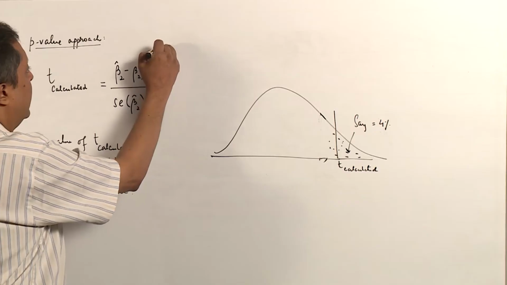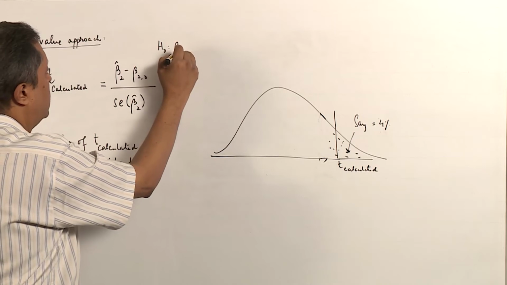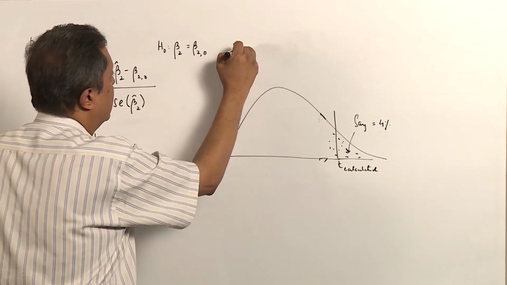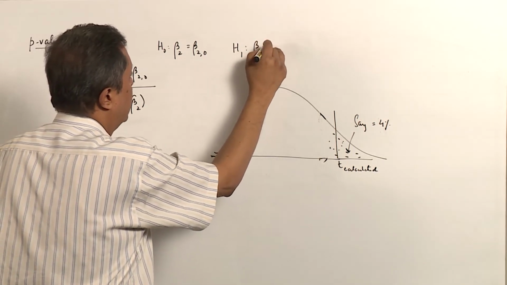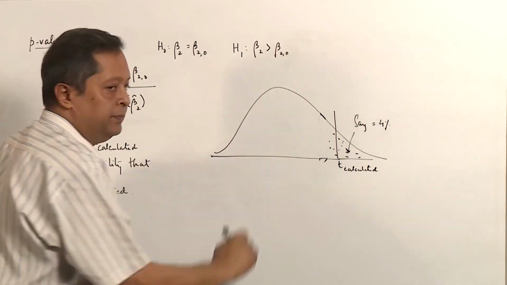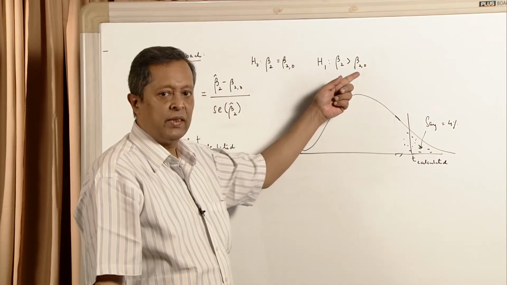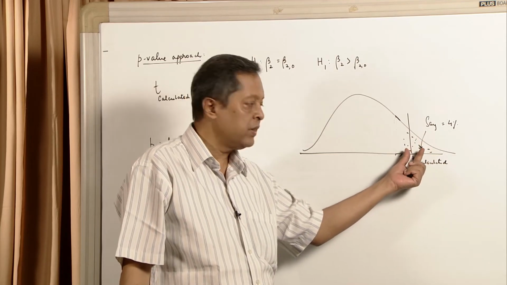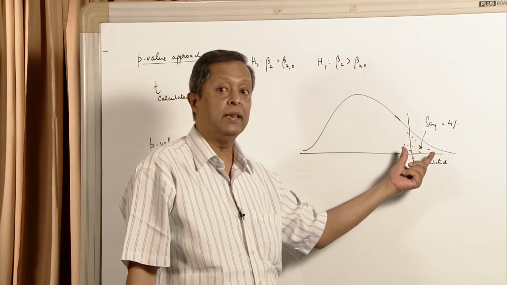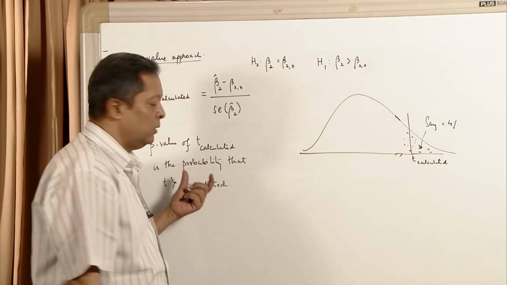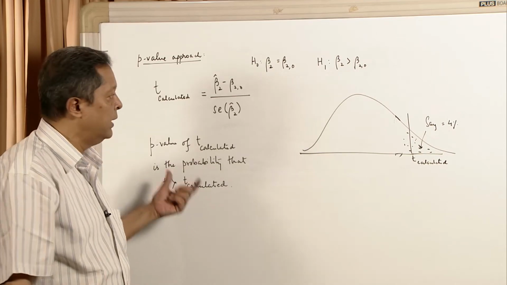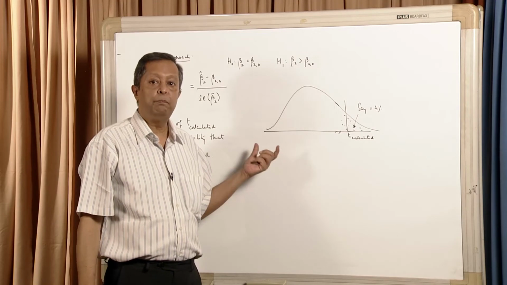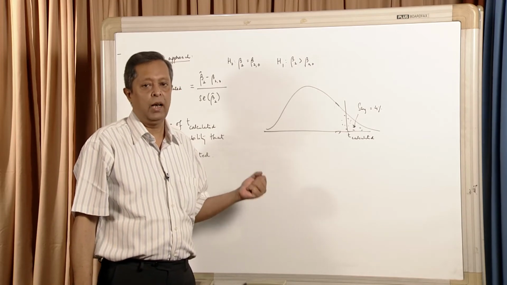What was H naught? H naught was beta 2 equal to beta 2 0 and H1 was say beta 2 greater than beta 2 0. So, we will reject this if this p value is very small. So, if it is less than 4%, then there is all the more reason that we reject this. So, we can see that although apparently it is an alternative approach, the two approaches are equivalent. So, that, dear students, is the p-value approach to testing of hypothesis.